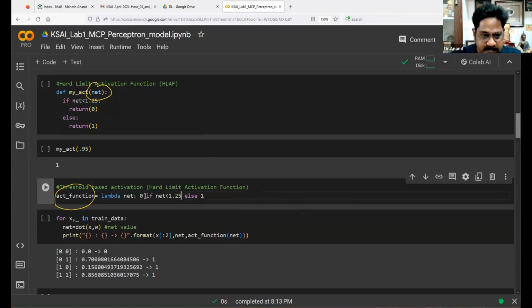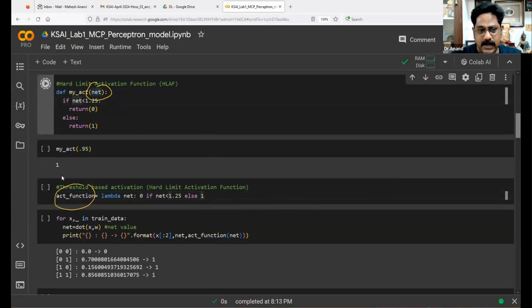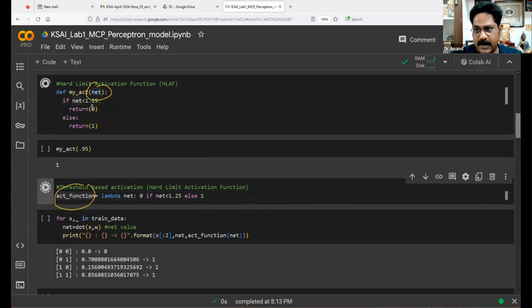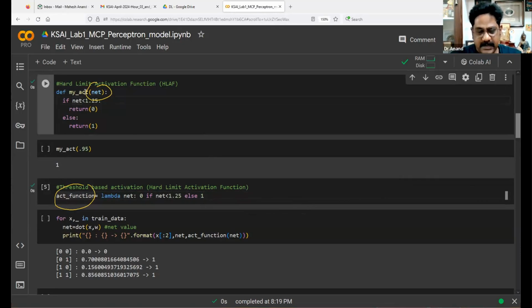If this condition is satisfied, it will take the first value. Otherwise, it will take the else value. So everything we have done in a single line. Just to demonstrate both, I have kept two different variables. Here my function name is my underscore act. Here my object name is act underscore function. So whichever function you want to operate, you can operate here.